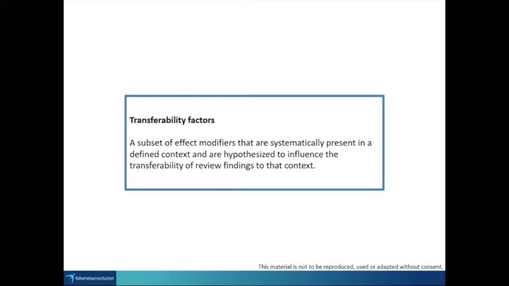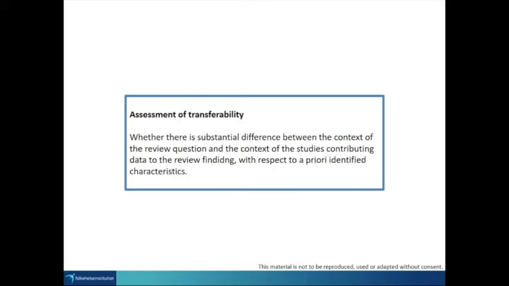We define transferability factors as a subset of effect modifiers that are systematically present in a defined context, and they're hypothesized to influence the transferability of review findings to that context. And when I say transferability, you could say indirectness or generalizability. We've just decided to use one word. But if you were interested in going through the terminology there are many papers that discuss it.